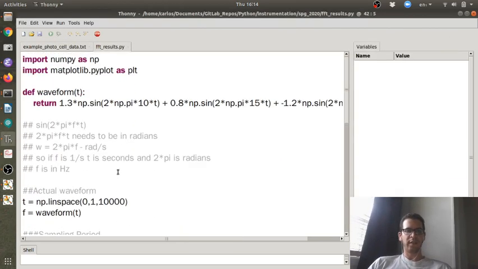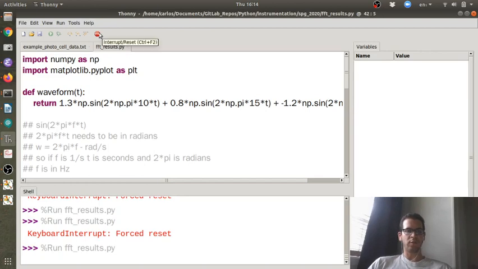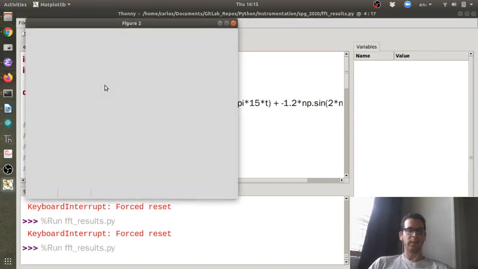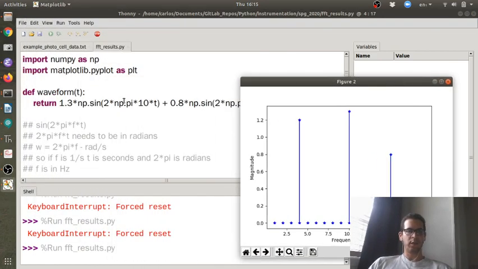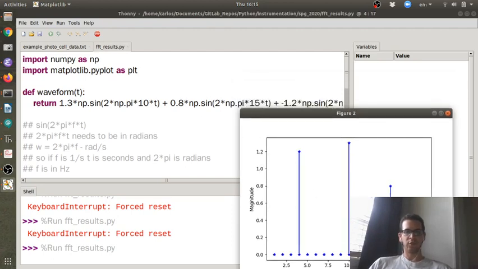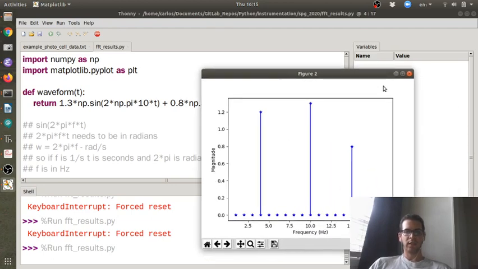You could use this fancy code and generate these two plots, but if you think about it, it's pretty straightforward to generate this plot. And how do you do it? Well, you don't actually need to plot this first figure. All you need to do is go here and say, okay, what is the frequency in hertz of this sine wave? Well, it's 20 pi over 2 pi, which is 10. So at 10, you just plot the magnitude of 1.3 and you draw a line. Boom, 1.3. At 15 hertz, you just draw a line to 0.8. And then at 4 hertz, you draw a line to 1.2. And so you can easily generate this plot by hand with not too much effort.